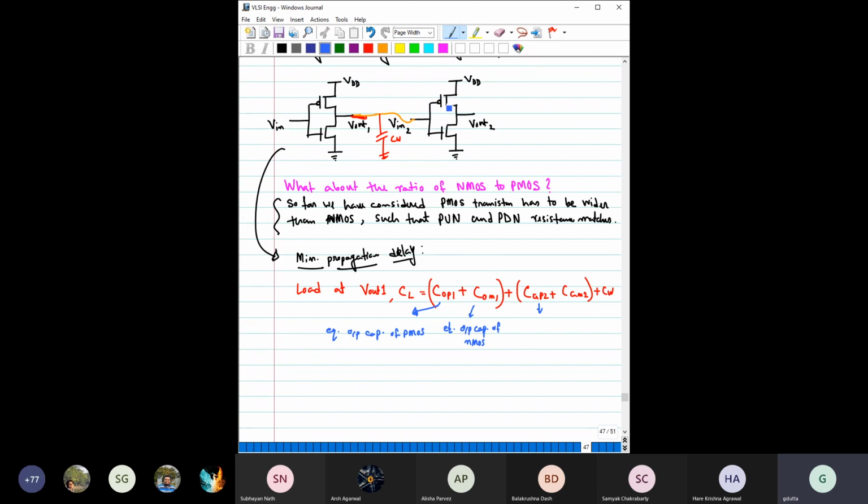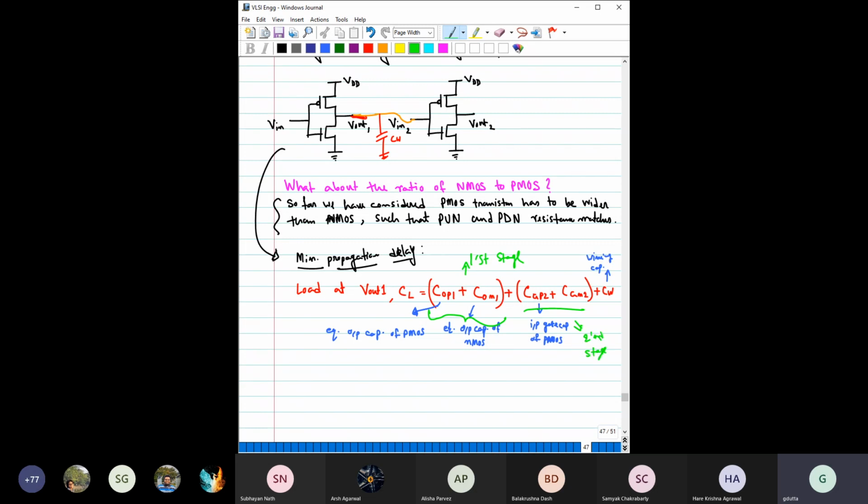CGP2 is the total gate capacitance, the input gate capacitance of this PMOS. Similarly, I am not writing here, this is the input gate capacitance of this NMOS. This is the wiring capacitance. Clearly, this part is from the first stage, and this part is from the second stage.